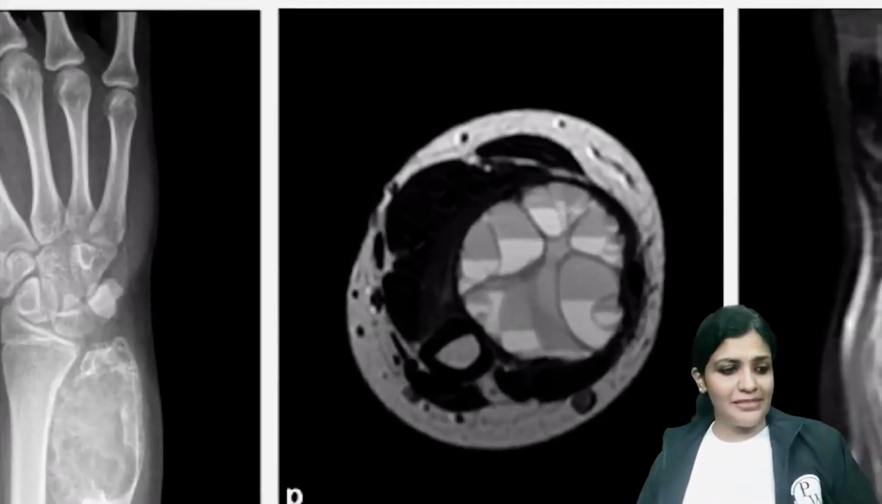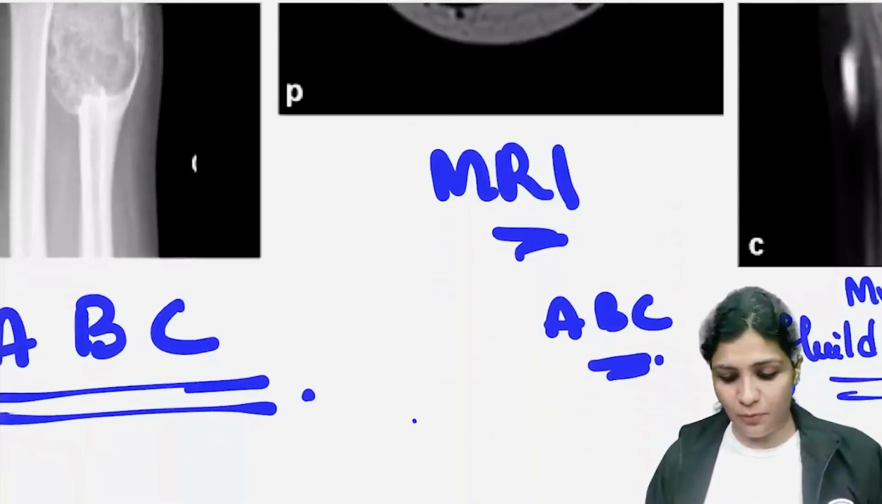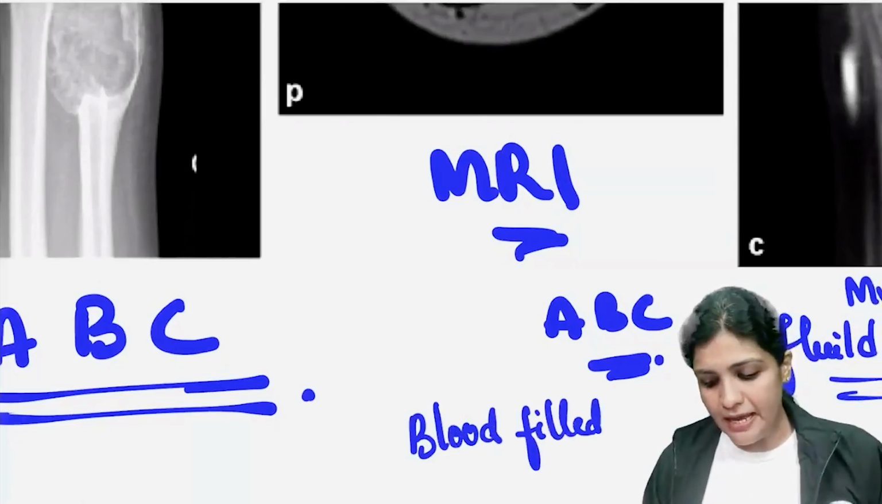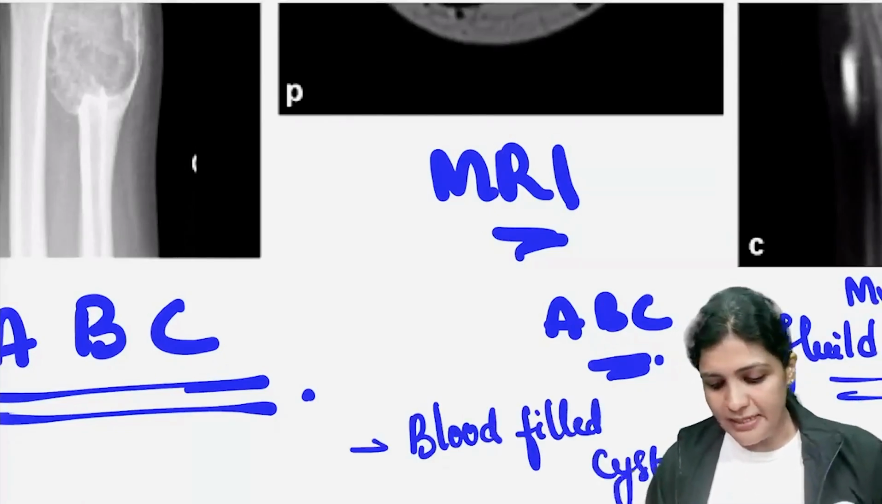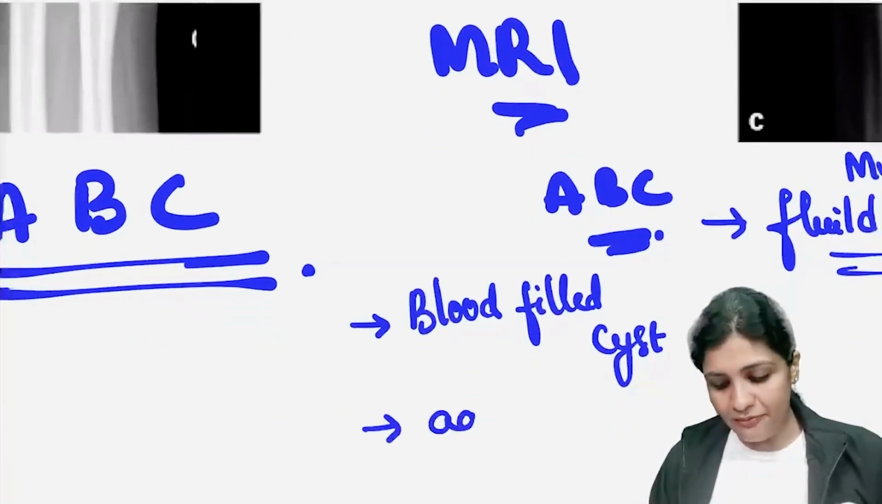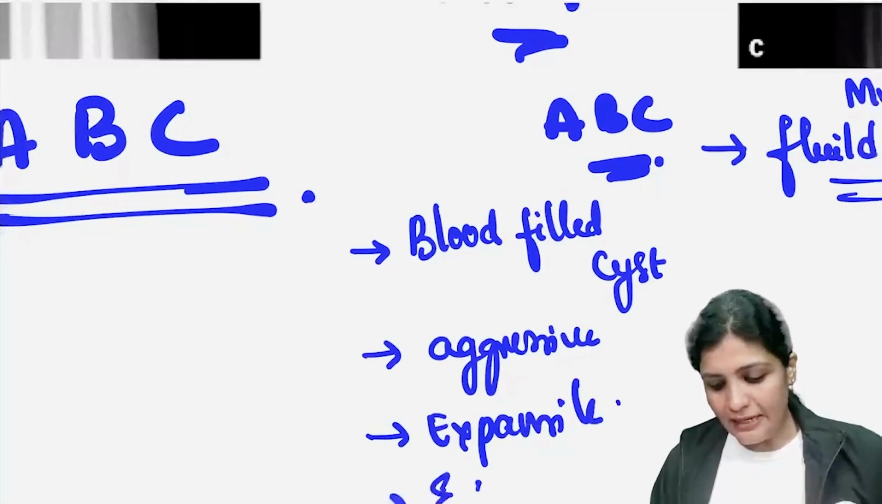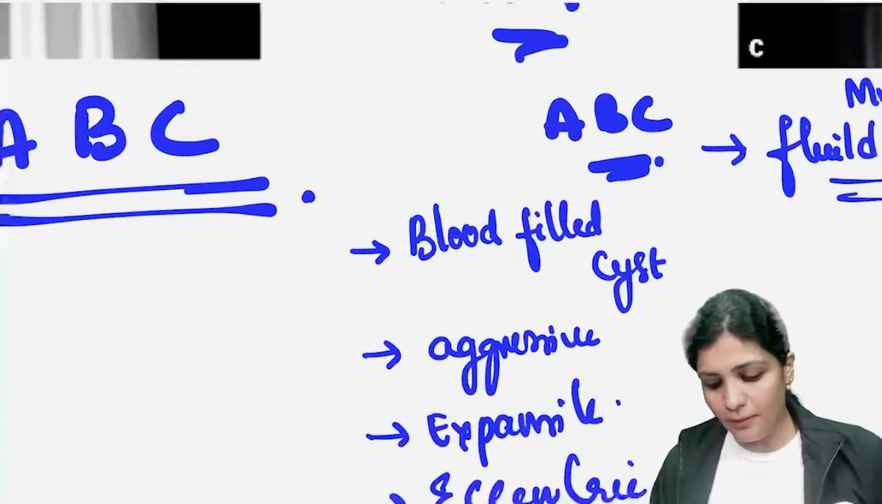So what is this ABC? ABC is nothing but aneurysmal bone cyst, where blood is filled in this cyst. It is a blood filled cyst, and this is also aggressive. It is aggressive and it is expansile. Right, it is expansile and it is eccentric also. What do you mean by eccentric?